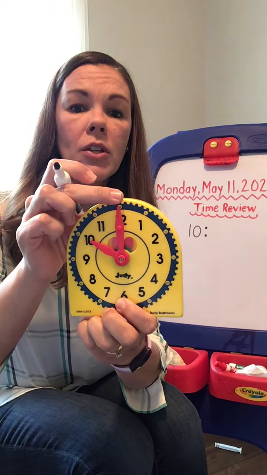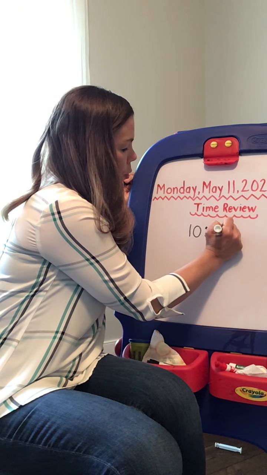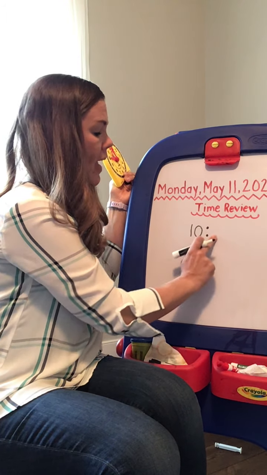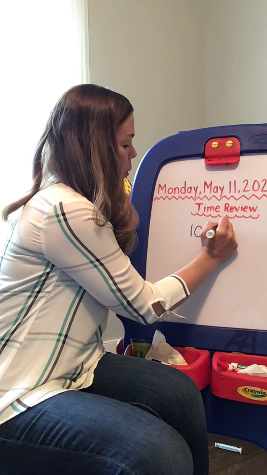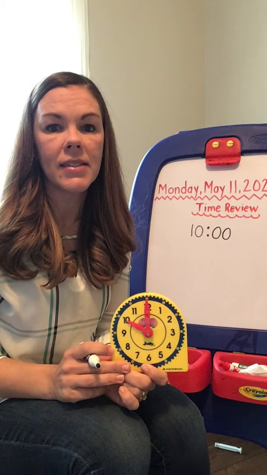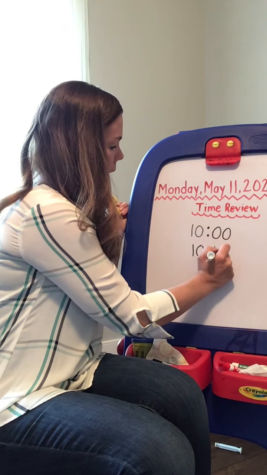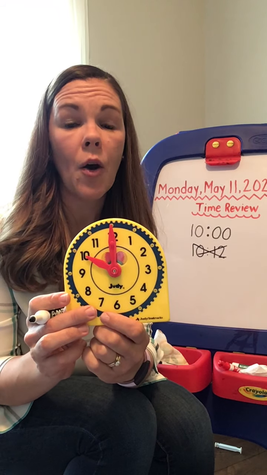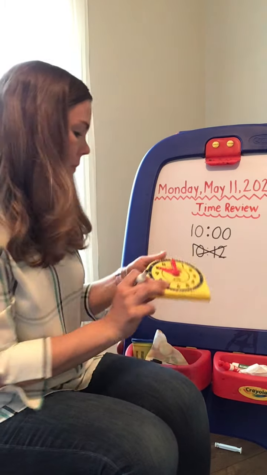My minute hand is on the 12, but I don't write 12 because if this is written in digital form, this time says 10:12, but it's not 10:12, it's 10 o'clock. So when we write o'clock, we just write 0 and then another 0 like this, all right? Not like this, 10:12. So just remember when you're writing o'clock that you put 2 zeros to show that time, okay?